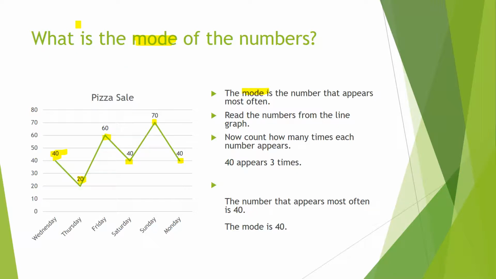Now count how many times each number appears. See, 20 appears only 1 time, 60 appears only 1 time, 70 sales of pizza only 1 time, that is on Sunday, but 40, 40, 40, 3 times. I told you the mode is the number that appears most often, and 40 appears 3 times, so 40 is the mode.